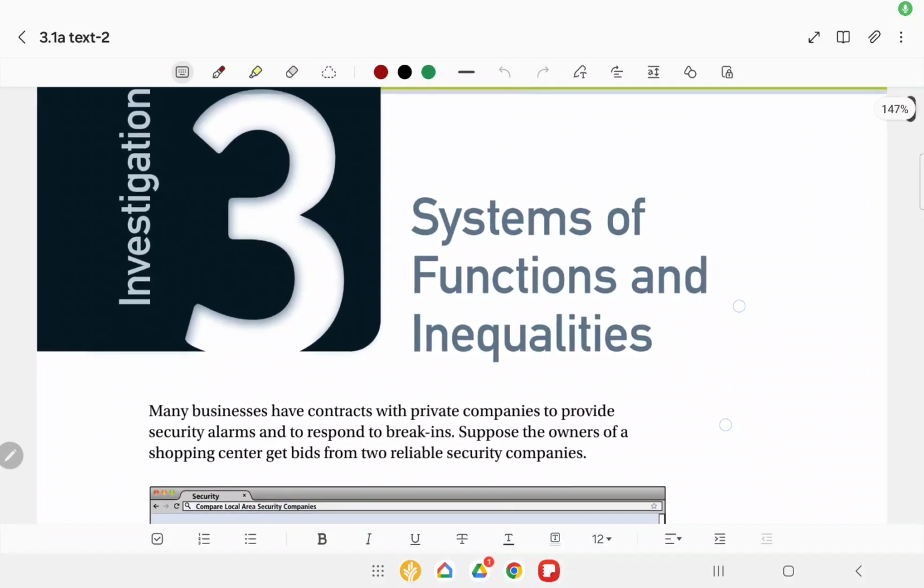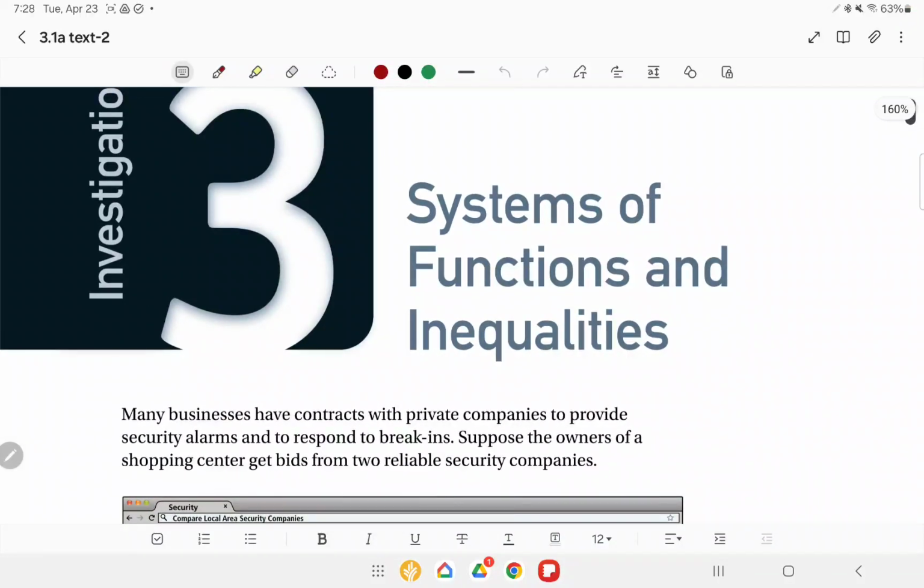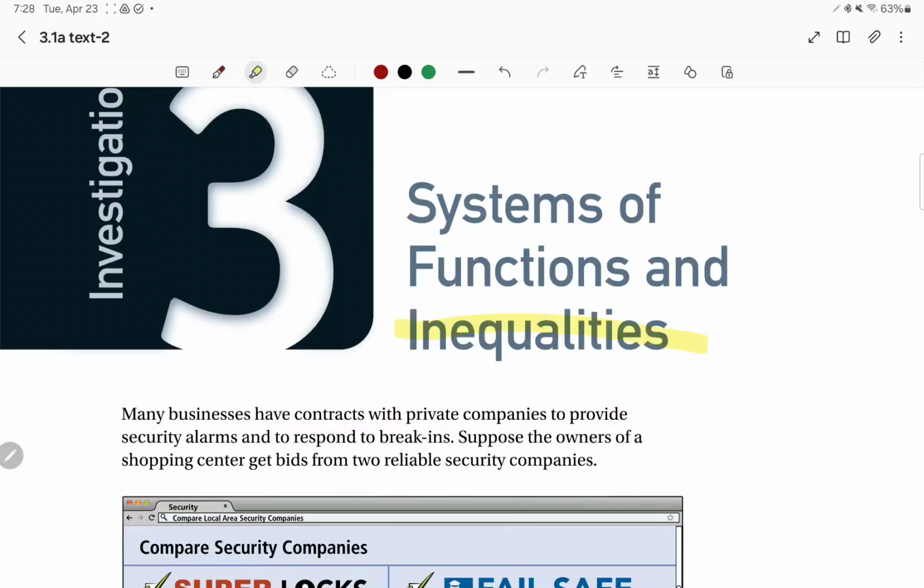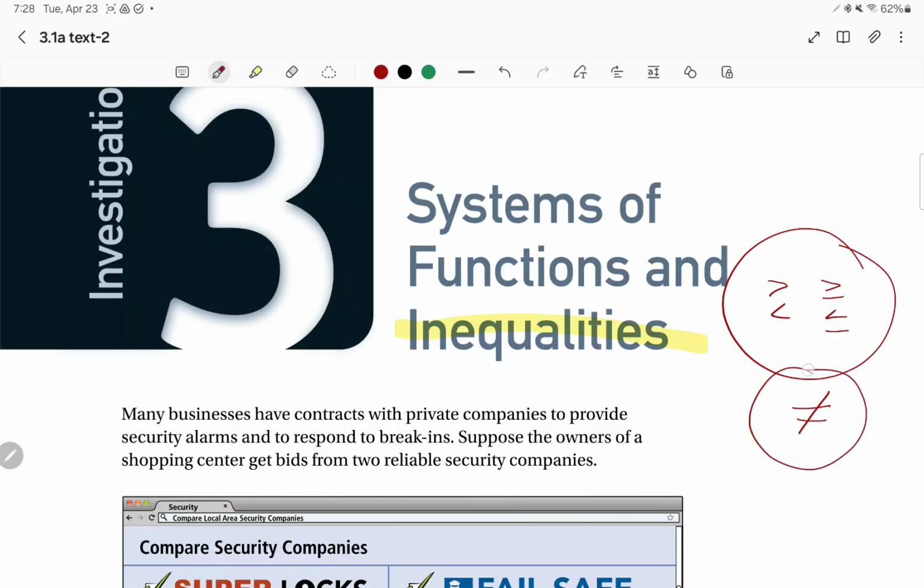Let's take a look at investigation 3, systems of functions, and now we're going to be taking a look at these things called inequalities. We've looked at them before. Those were when we had the inequality signs greater than or less than, greater than or equal to, less than or equal to. Those are inequalities. There may also be the not equal to one, but they're not commonly put into this category, even though the not equal to is technically an inequality as well. Just know that it might show up.